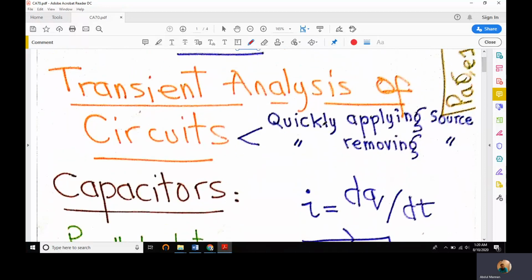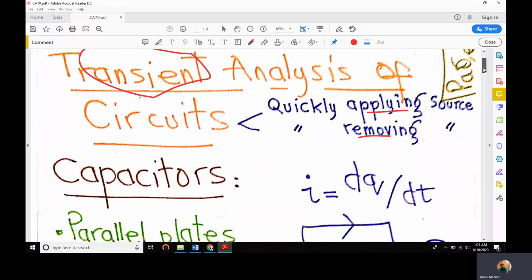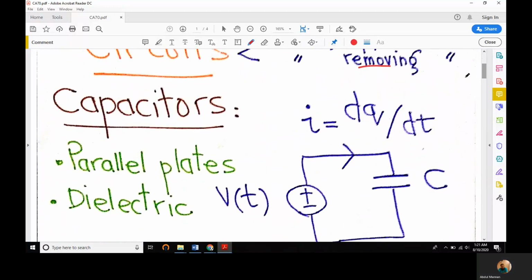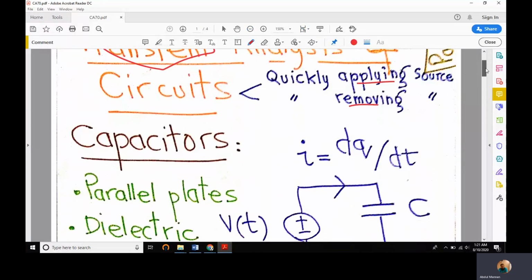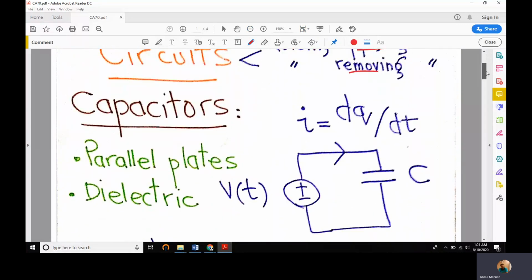circuits. Transient means the response of the circuit when we quickly apply an input source or we quickly remove a voltage or current source. So the response of the circuit by quickly applying or quickly removing a source is called the transient analysis, right? But before we start transient analysis, we will study some basics of capacitors and inductors. In this lecture, we will study some basics of capacitors.